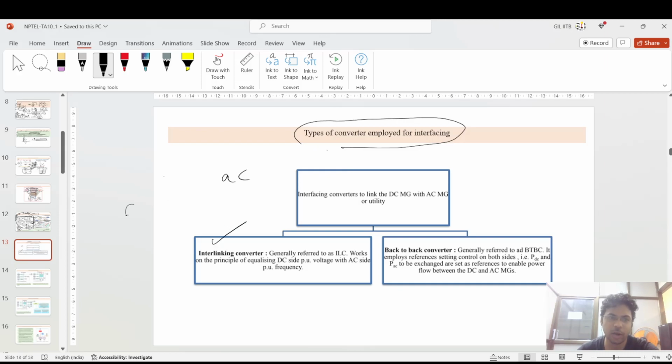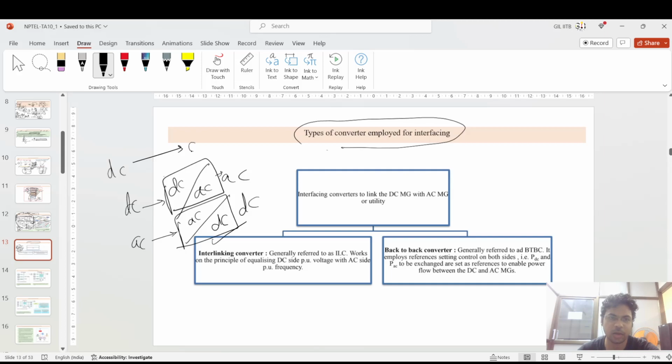Okay, so coming to the types of converters which are employed for this interfacing, there are two types of converters, which I have told you. If you have an AC feeder and you have a DC generating source, then you have to use a DC to AC converter in between for connecting. Suppose you have a DC microgrid and DC feeder, and you have an AC generating source, then you have to convert this AC to DC. And DC can directly be connected to a DC feeder, or AC can directly be connected to an AC feeder, based upon the voltage and the rating which have to be seen.